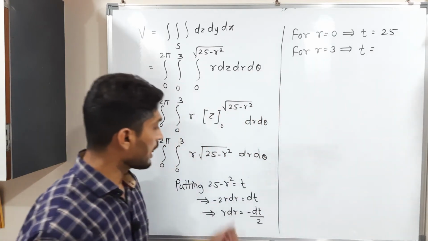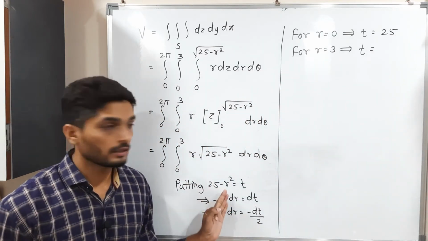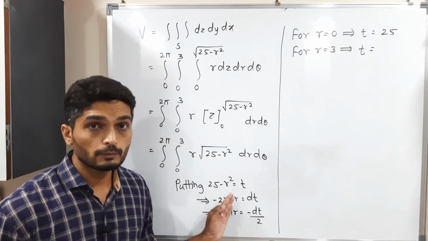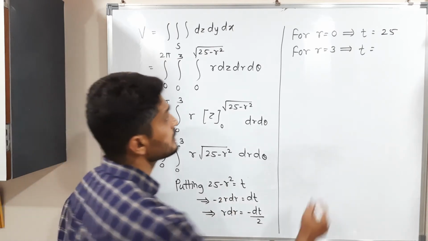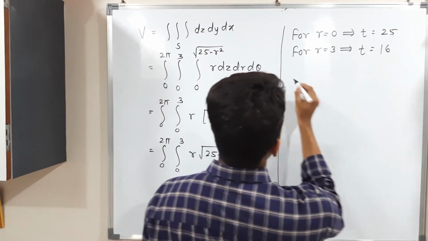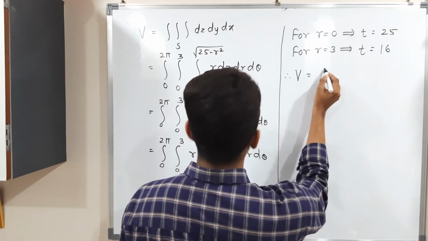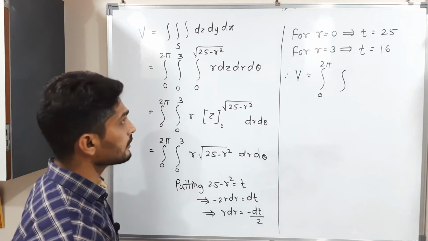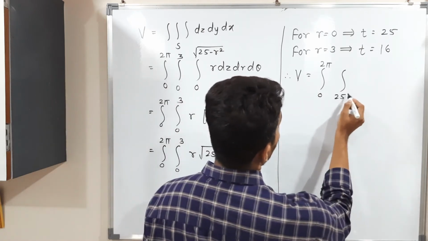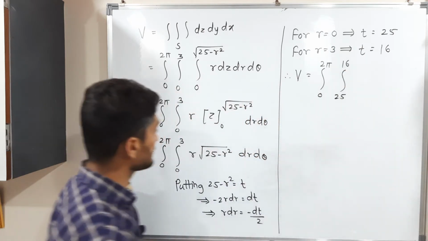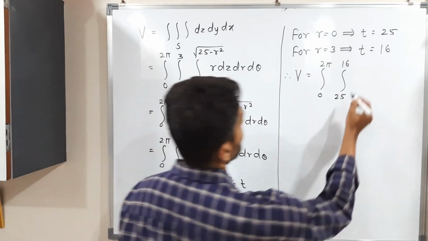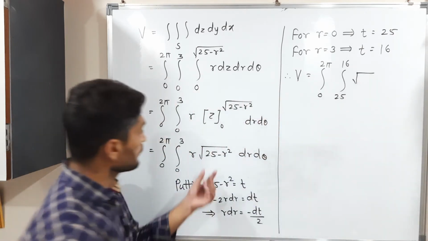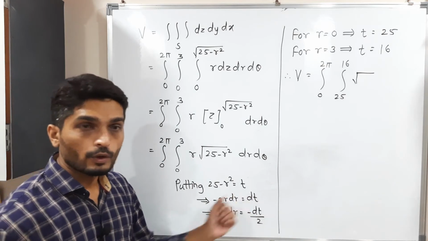And if I put r is equal to 3 here, 25 minus 3 square, that means 9, which is 16. So therefore, volume is equal to integral 0 to 2 pi with new limits. What are the new limits? Lower limit 25, upper limit 16, root 25 minus r square, which is what we have got as t.